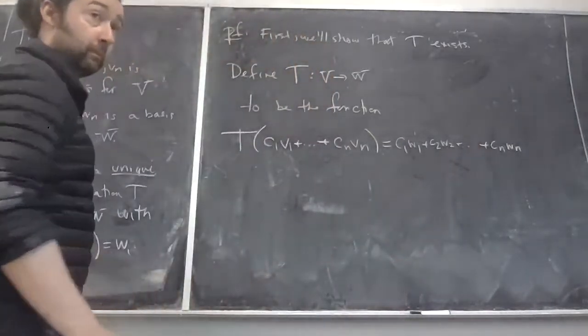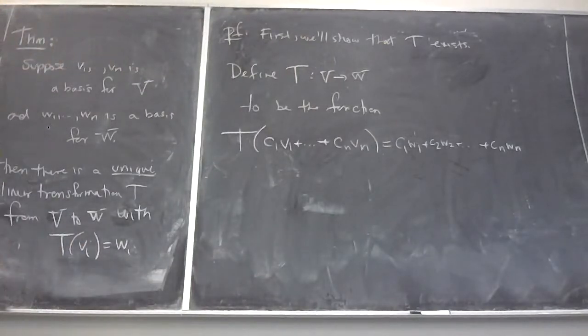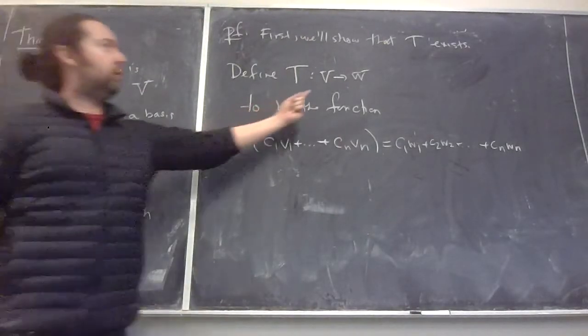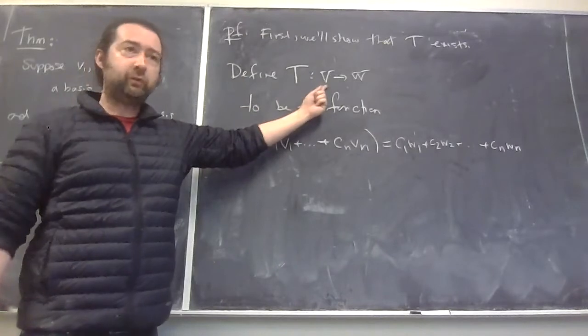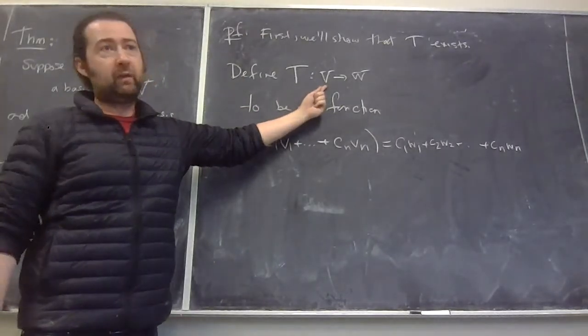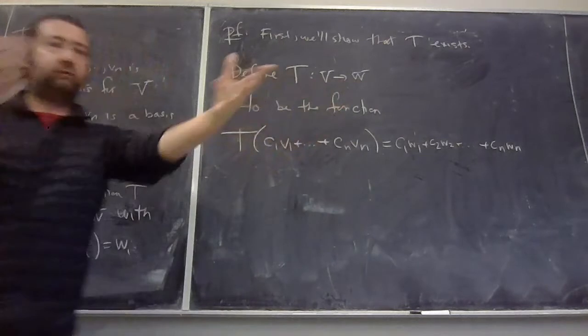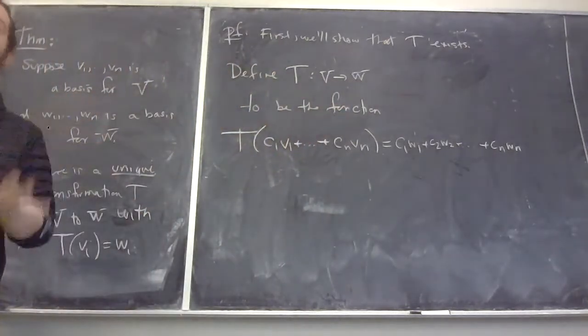Do you only really need the linear independence of the basis? I mean, the spanning set means that it's defined on all. The spanning gives you the fact that all of V is the domain of T. If it wasn't a spanning set, you might not have all of V being the vectors that you could plug in. So you really do need both parts.